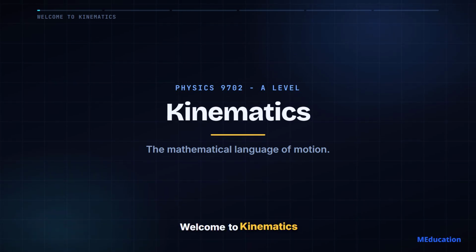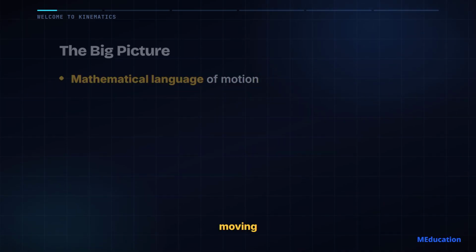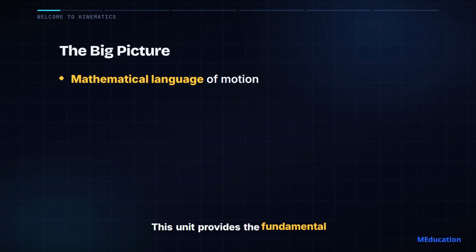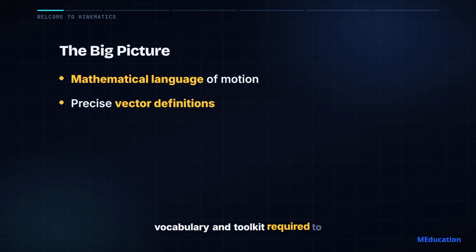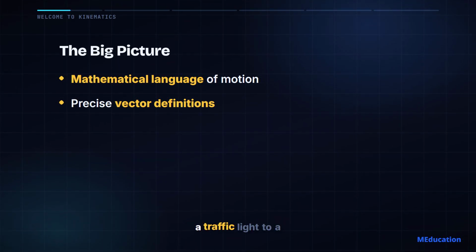Welcome to Kinematics. Before we can investigate the forces that cause objects to move, we must first build a rigorous mathematical language to describe exactly how they are moving. This unit provides the fundamental vocabulary and toolkit required to analyze objects in motion, from a car braking at a traffic light to a satellite orbiting a planet.